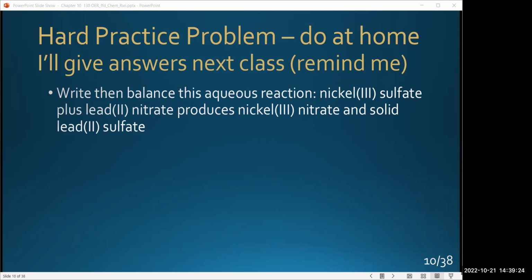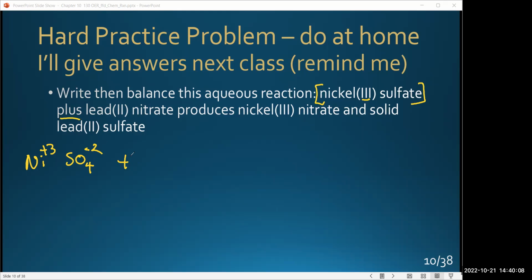Let's look at the first one, nickel sulfate. Roman numeral 3, remember what that means? That is the oxidation state of nickel. So we're using nickel +3. Sulfate is the polyatomic ion SO4 negative 2. We'll put them together in formula here in a bit, but first let's write them in ion form.